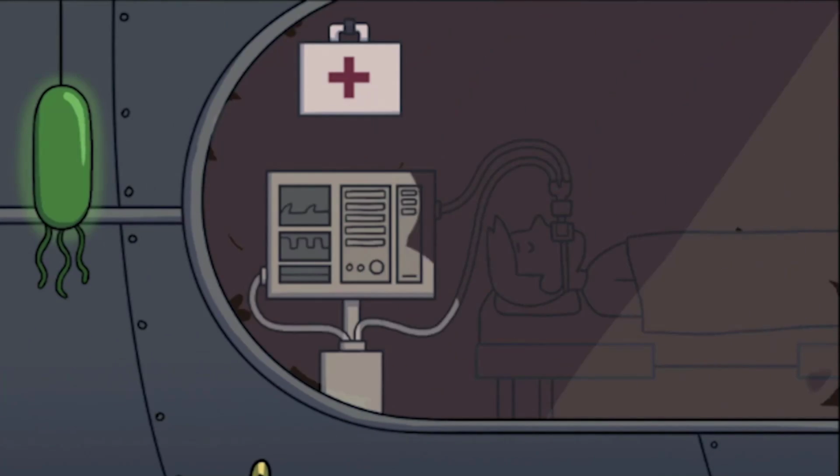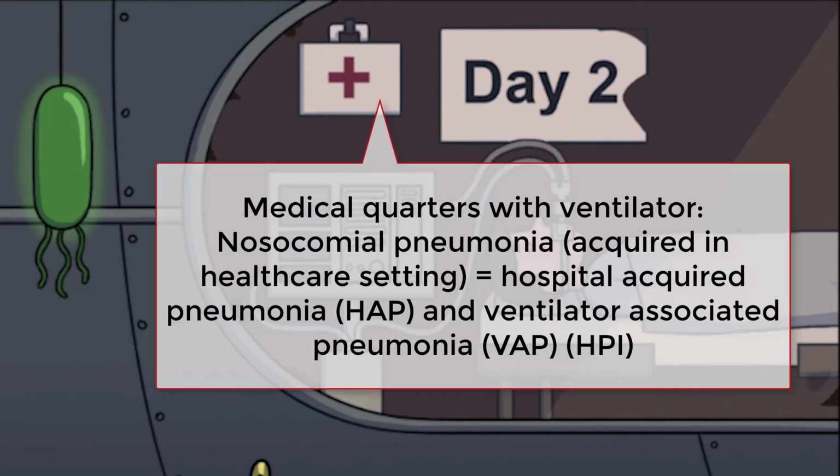But before we dive into the clinical presentation and workup, I want to introduce the other big category, nosocomial pneumonia, or pneumonia that's acquired in a healthcare setting. When patients are admitted to the hospital, they get exposed to a whole new world of pneumonia-causing bugs. So the epidemiology is slightly different than in the community.